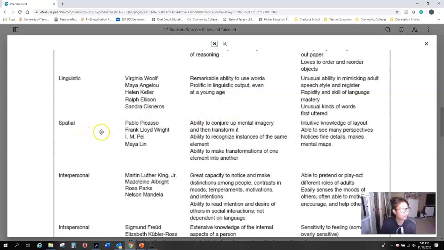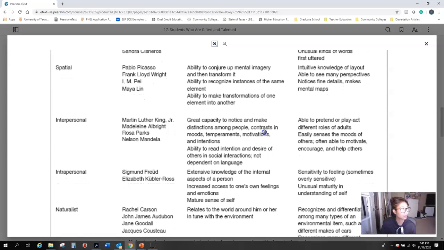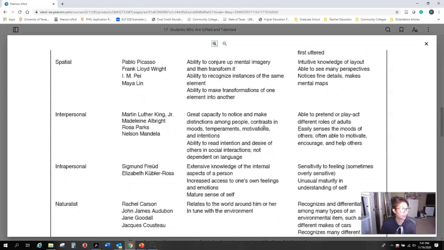So spatial is mental imagery. They recognize instances of the same element, and have the ability to make transformations of one element into another. They understand multiple perspectives, details, mental maps. So those students probably also learn differently. These students with multiple intelligences learn differently, not just a typical student who can sit in the chair, listen, and take notes.